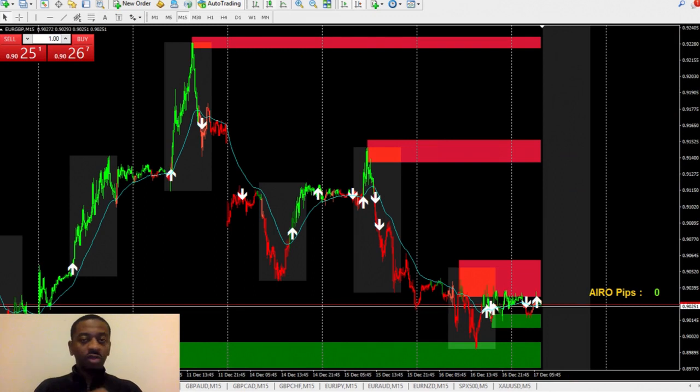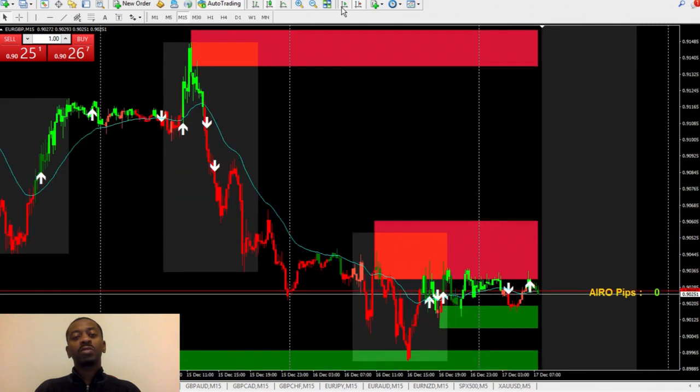Let's go look at another pair, Euro GBP. So that was the Great Britain pound US dollar. Now we're looking at the Euro Great Britain pound. We see we're in a downtrend. More red zones than green zones. And look what happens. Same thing.